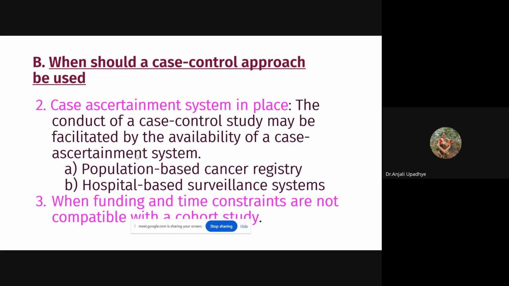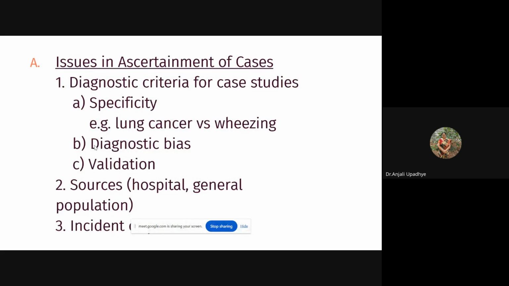When funding and time constraints are not compatible with cohort studies, since they are not economical, case control studies are economical and not so expensive. So it is possible to take some of the cases and compare them with the controls. The issue is the ascertainment of the cases, the diagnostic criteria, that is, specificity, or a diagnostic bias is there.